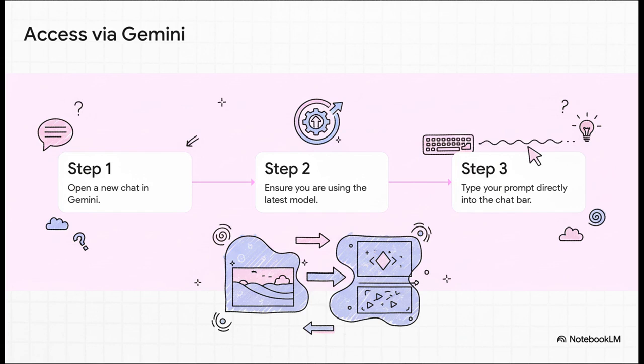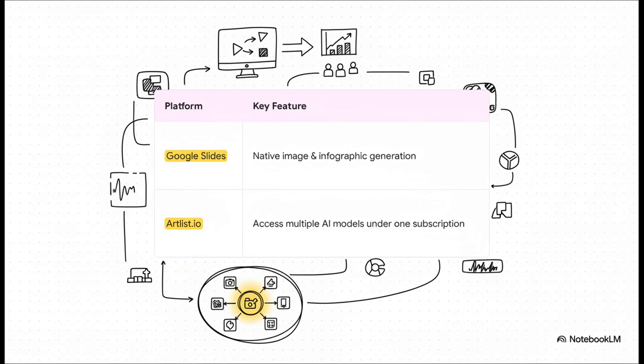And the best part, getting access is surprisingly easy. The most straightforward way is just right inside of Gemini. You just open a new chat, make sure you're using the latest model, and then start typing. You can then just talk to it, ask it to make changes, like, hey, relight that scene, or add some text here. It's also being integrated into other platforms too. Pretty soon, you'll be able to generate images and infographics natively right inside Google Slides. Plus, it's available on third-party platforms like Artlist.io, which is cool because they bundle a bunch of different AI tools under one subscription.